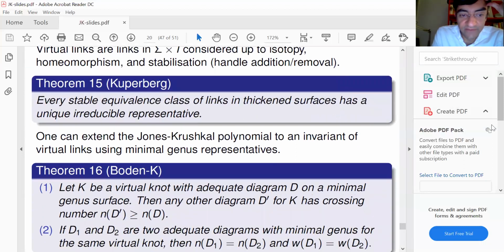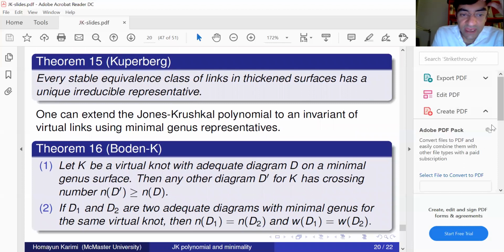The theorem that we have here is that if K is a virtual knot with adequate diagram D on a minimal genus surface, then any diagram D prime for K has crossing number bigger or equal to the crossing number of D. And if D1 and D2 are two adequate diagrams with minimal genus for the same virtual knot, then the numbers of crossings are equal and the writhes are equal.